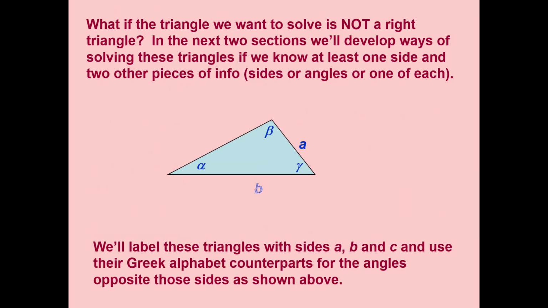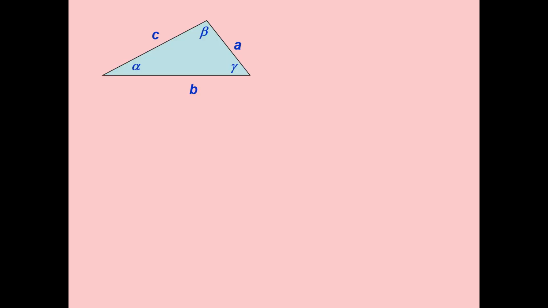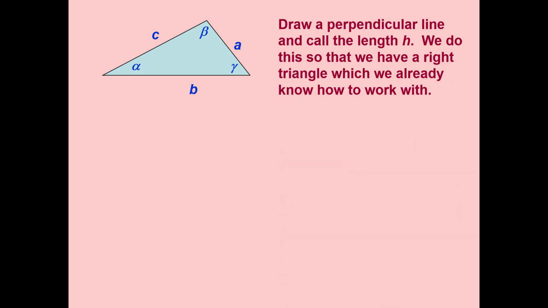We'll label these triangle sides A, B, and C and use the Greek alphabet counterparts for the angles opposite those sides, as shown above. You can draw a perpendicular line and call it H. We do this so we have a right triangle we should really know how to work with.